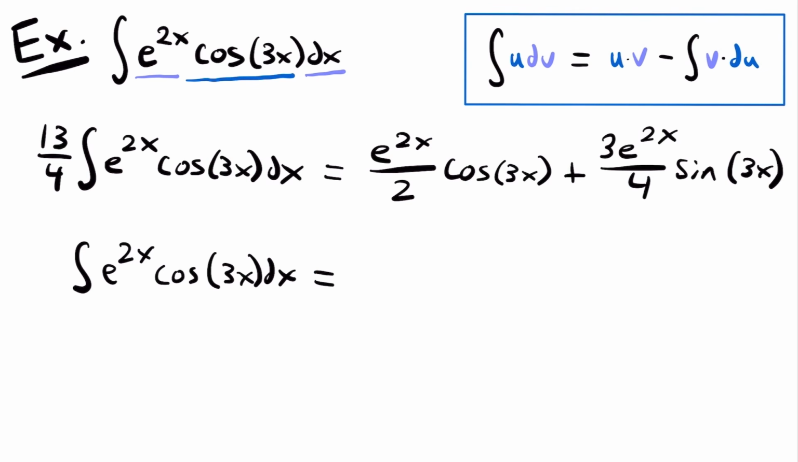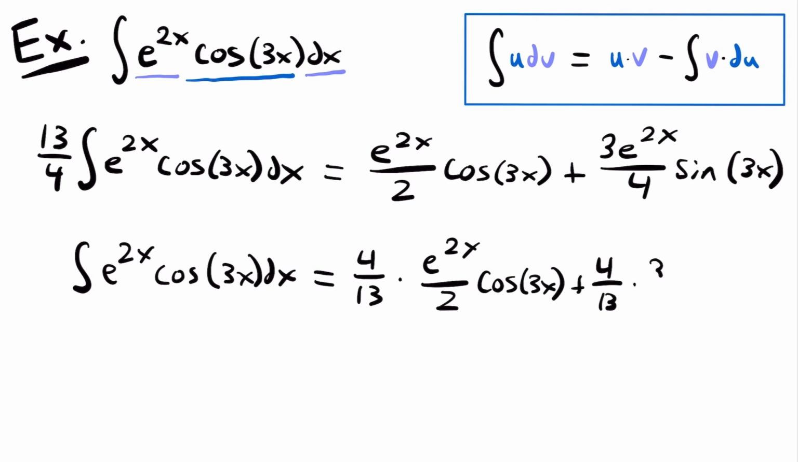And remember that dividing by a fraction is the same as multiplying by the reciprocal of that fraction. And so if we flip the numerator and the denominator, we will multiply each of these terms by 4/13. So we'll have 4/13 times e to the power of 2x divided by 2 times cosine of 3x plus 4/13 times 3 times e to the power of 2x divided by 4 times sine of 3x. And so if we simplify, these two 4's will cancel out, and then 4 divided by 2 will be equal to 2.